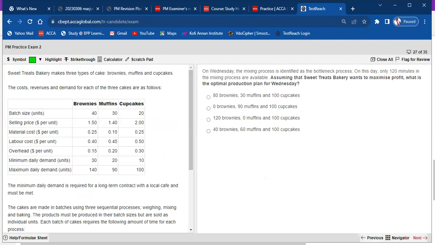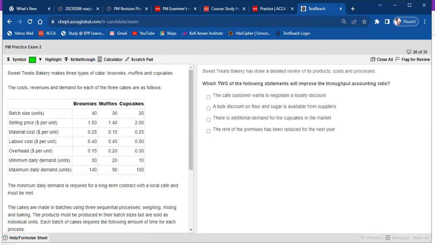Question 28. Okay. Now, narratives can be quite easy in the exam sometimes. Unfortunately, most people pay attention to calculations only. At this point, I think I want us to do this narrative. Which two of the following statements will improve the throughput accounting ratio? Multiple response.